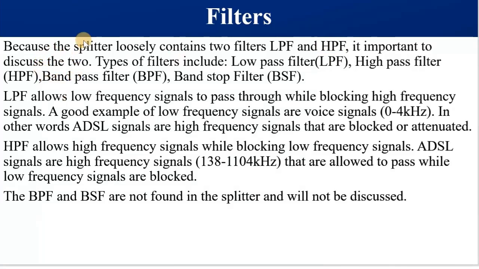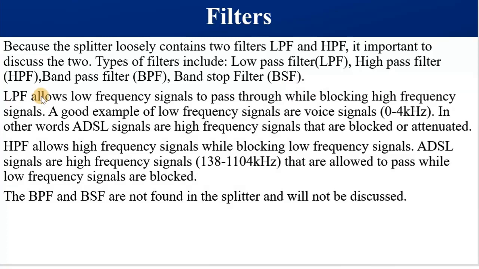Then in RF communication, we've got what we call band pass filter. This allows a certain band of frequencies to pass while blocking all other frequencies. The band stop is the opposite of this. It blocks a certain band while allowing frequencies lower than the band and higher than that band to pass through.